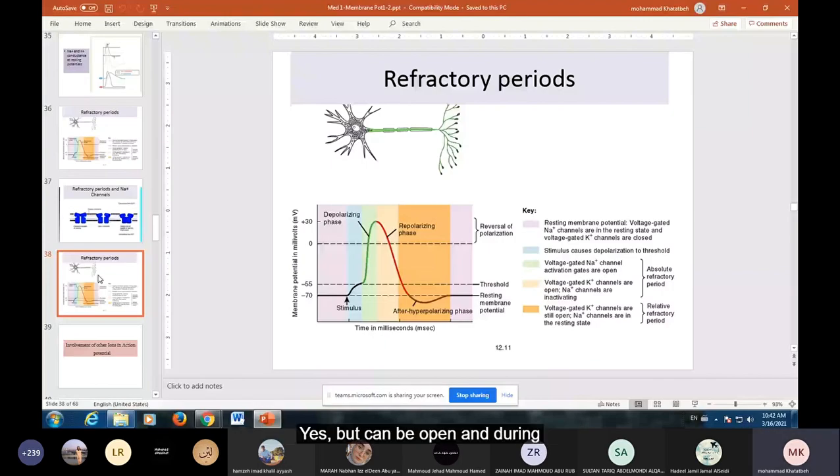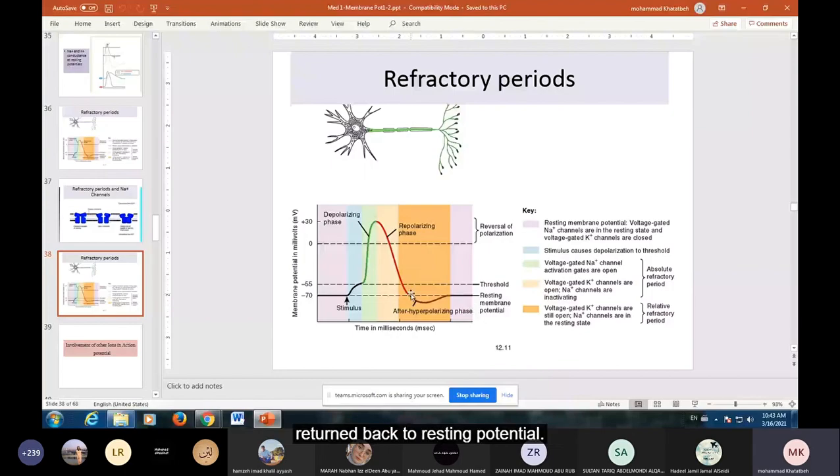Closed, but can be open. Closed. Exactly. And during that small depolarization, you still have these sodium channels closed but capable of opening. How are we getting back the transformation of sodium channels from closed and not capable of opening to closed and capable of opening? Actually, that happens by returning back to the resting potential.